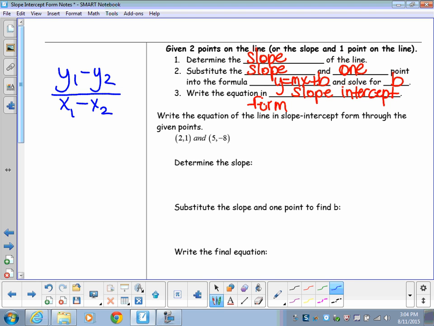When I'm given 2 points and I'm trying to find the slope, I identify each set of ordered pairs. I put a little 1 under here, and I put a 2 under there. That tells me that that first ordered pair is my first set. My second ordered pair is my second set. And that helps me when I'm doing my y1 minus y2 and my x1 minus x2.